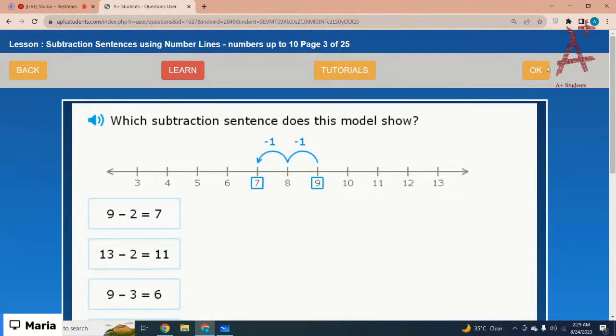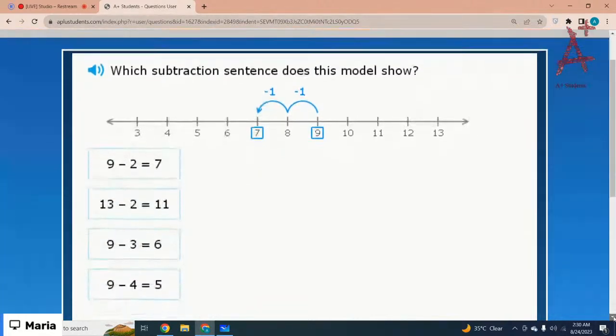Which subtraction sentence does the model show? Which is the correct option? So you started with 9. You go back 1, 2 times and you are left with 7. That would be option number 1. 9 take away 2 equals 7. That is the correct option. Option number A is the correct option.